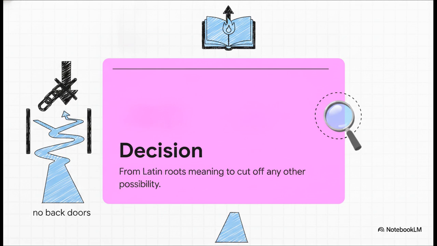The actual word decision comes from the Latin roots de, meaning from, and caedere, which literally means to cut. So making a true decision means committing to a specific result and completely cutting yourself off from any other possibility. No backdoors, no safety nets, zero excuses. It's about absolute, unwavering commitment.